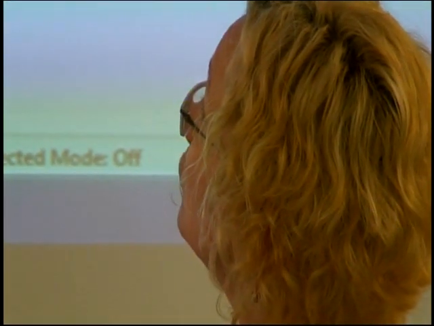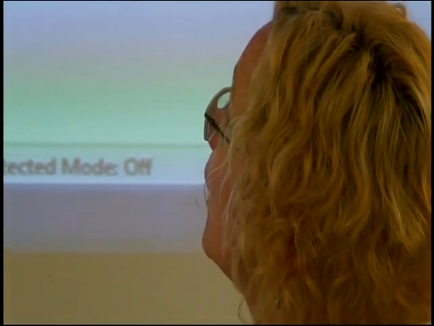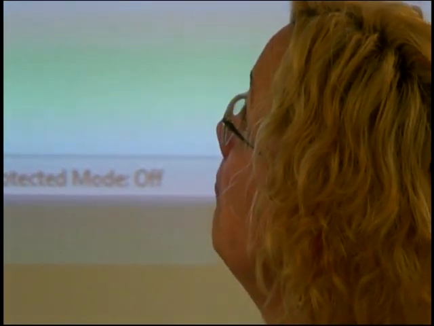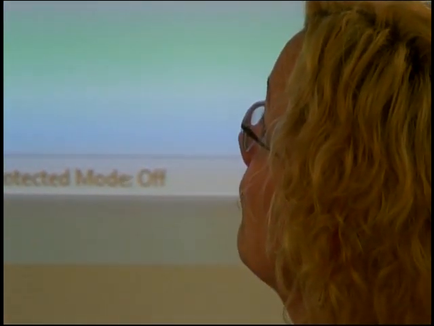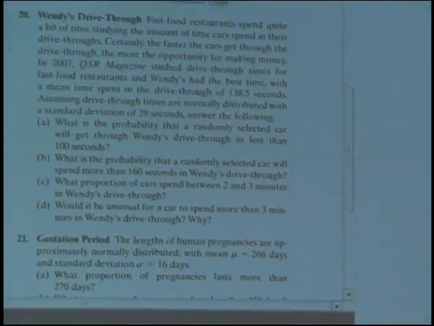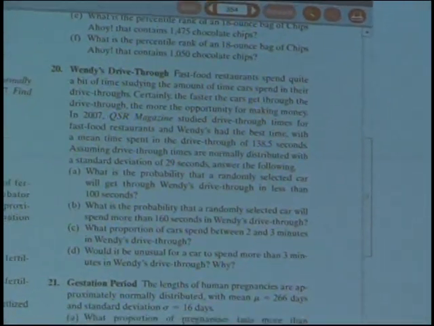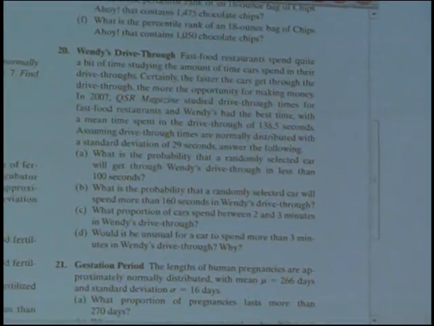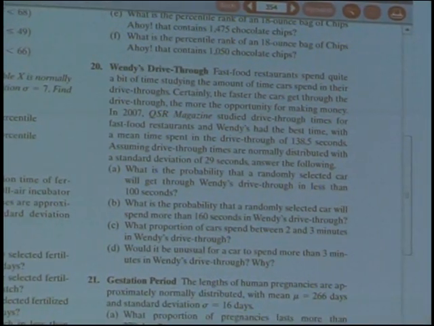In 2007, QSR magazine studied drive-thru times for fast food restaurants, and Wendy's had the best time with a mean time spent in the drive-thru of 138.5 seconds. Wow. Assuming drive-thru times are normally distributed with a standard deviation of 29 seconds, answer the following. Okay.